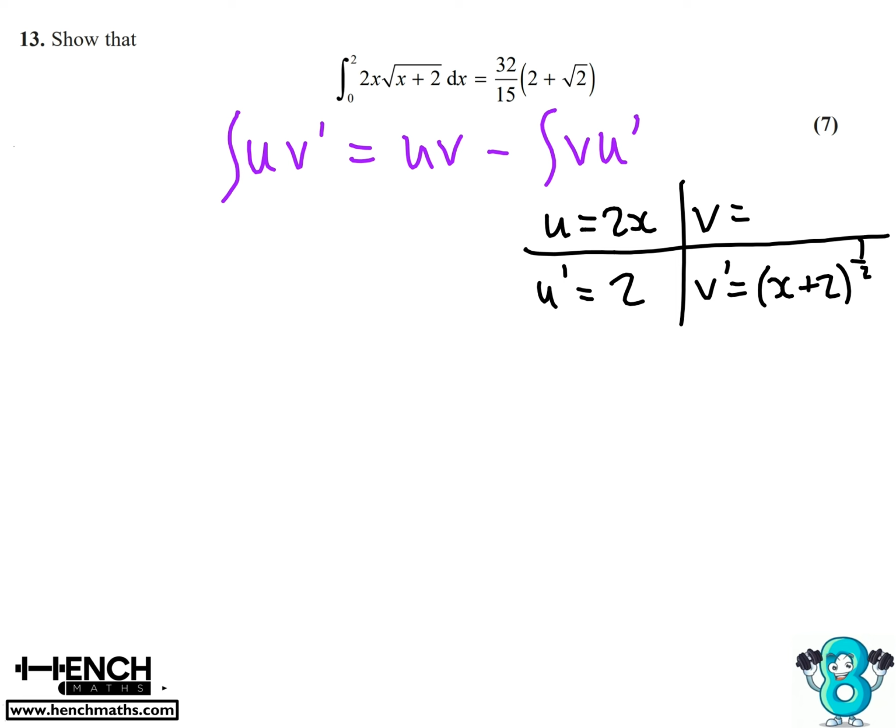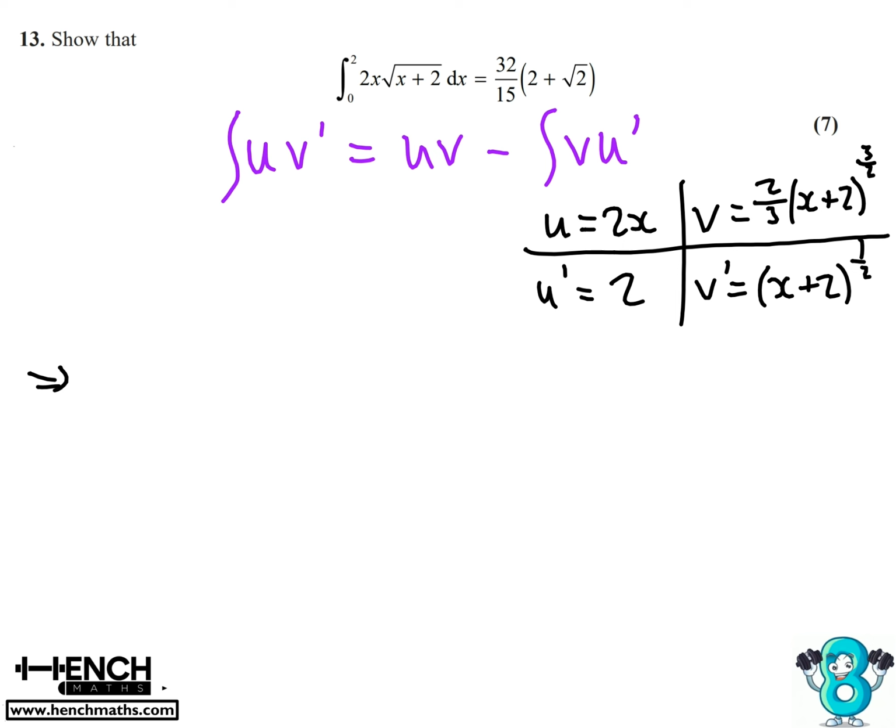So divide by 3 over 2 is the same as timesing by 2/3. So we're going to get 2/3 (x plus 2) to the power of 3 over 2. Now from a reverse chain rule, we'd also need to divide by the derivative of the linear function that's in the bracket. But when you differentiate x plus 2, you just get 1. So that's fine for our integral. So we can now put it all into our formula.